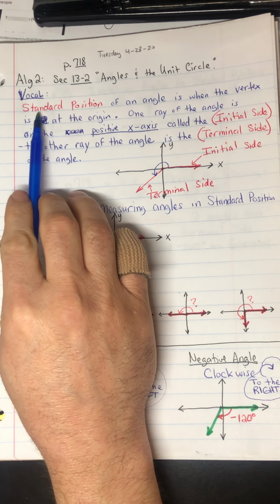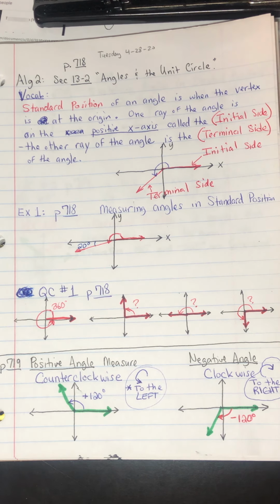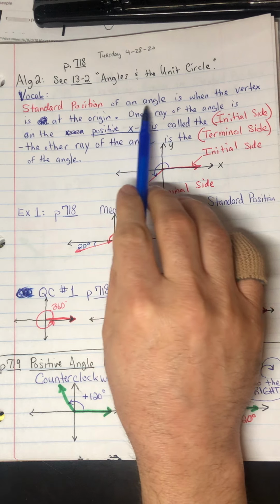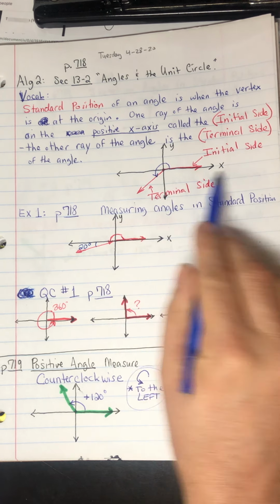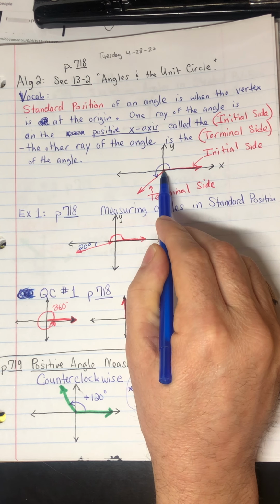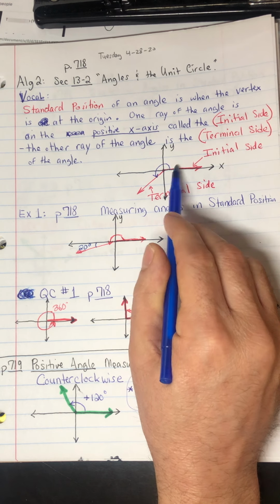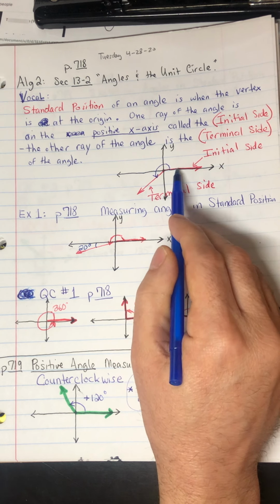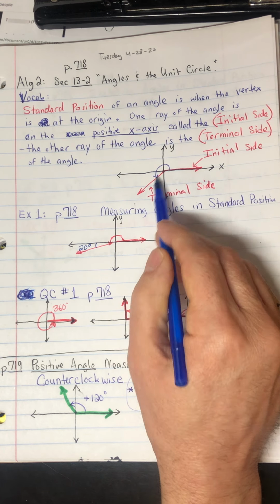So I'm going to have you first copy this vocabulary, standard position. What is the standard position of an angle? Well, standard position of an angle works like this. It's when the vertex is the origin. If you look at the x and y axis, the vertex will always be the origin of the angle. The initial side of the angle will be the positive x-axis, and then the terminal side, terminal means the end, the final side, will be any other line starting from the vertex and on.